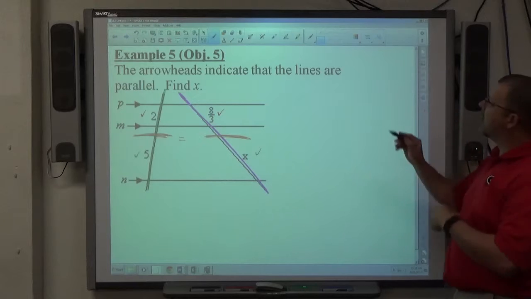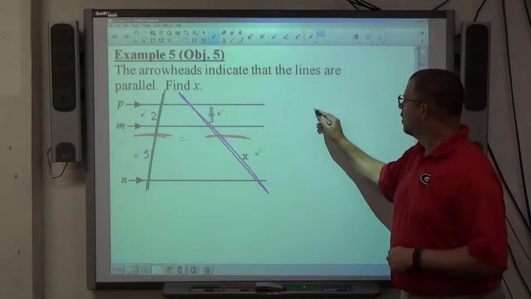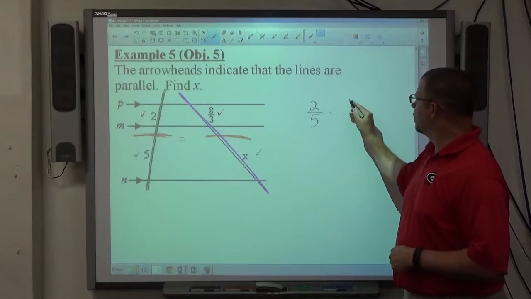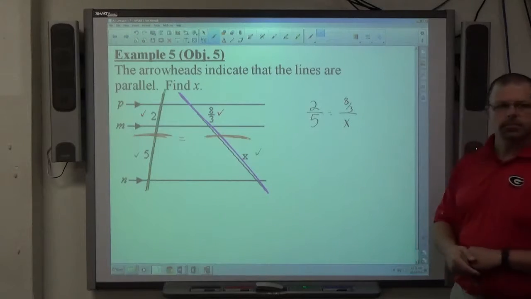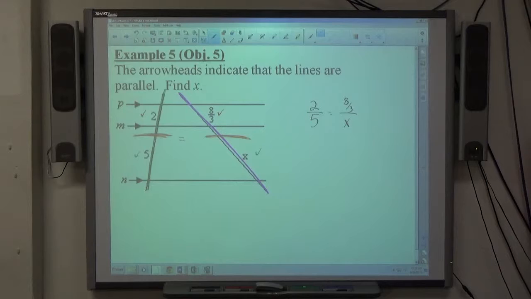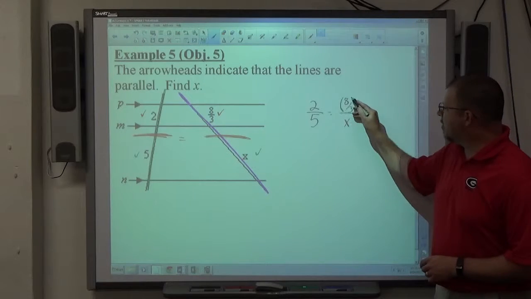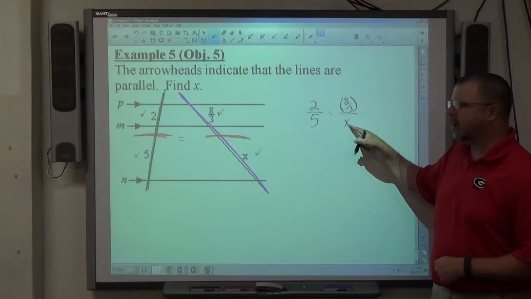That's how you make the proportion. We want to extract that from the problem so we can look at it a little easier. 2 over 5 is equal to 8/3 over x. 8/3 is not the friendliest number in the world, but it's a fraction. We know how to multiply and divide and add and subtract fractions, so we shouldn't have a problem with it. Keep in mind that when you get a proportion, one fraction equals another fraction, this is the numerator, that's the denominator of that fraction.